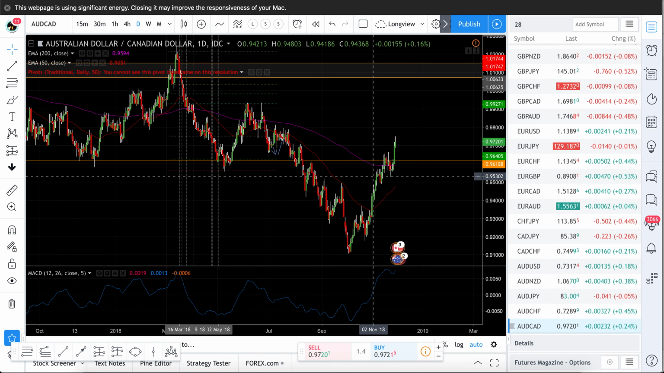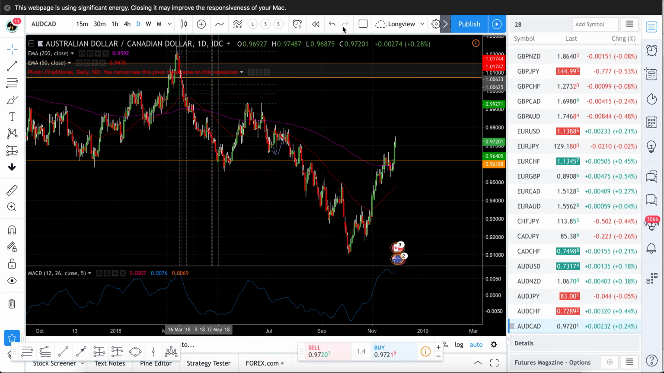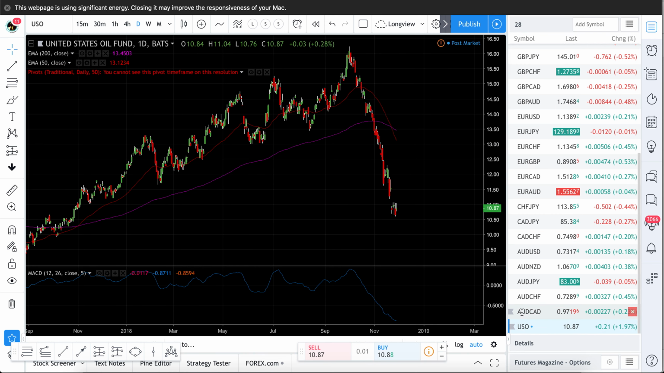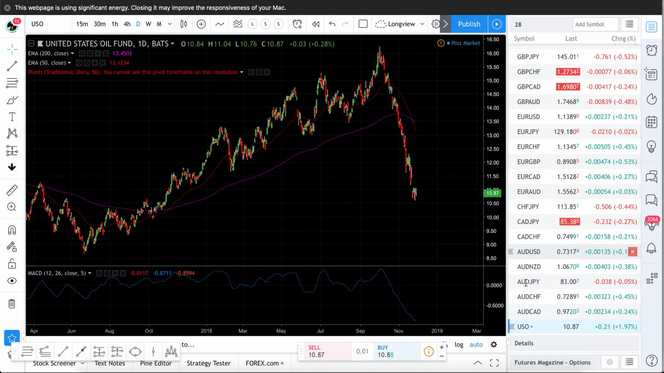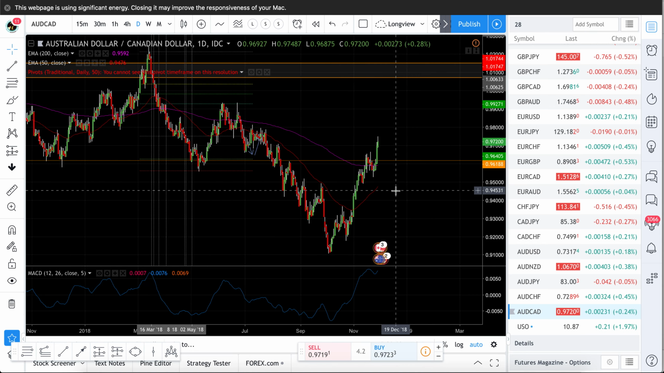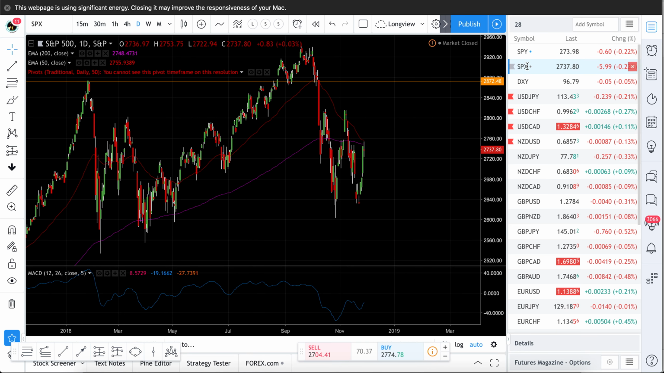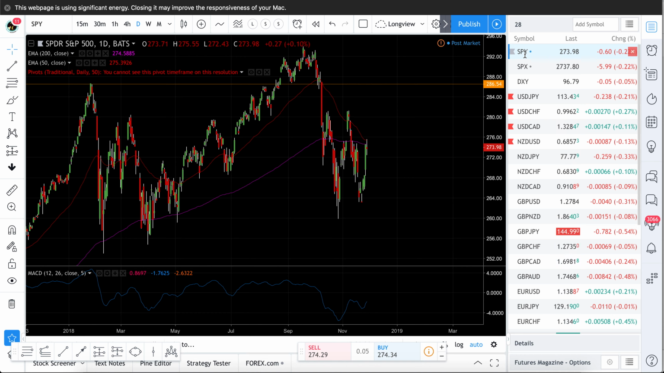Let me see here. Okay, so that's the end of the line there. And then I got USO. That's an ETF based on oil. We're not trading that right now, but yeah, it really fell off a cliff here, it looks like. Anyways. And then the DXY, dollar index, SPX, SPY are both S&P 500 based. One's a spider, one's not. That's a whole different ball game.